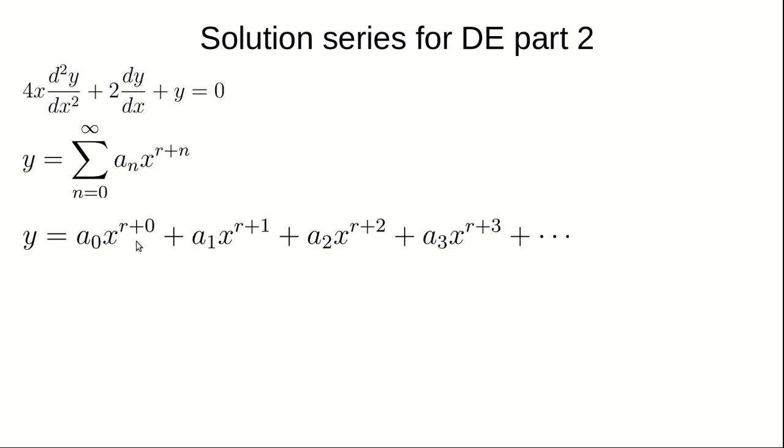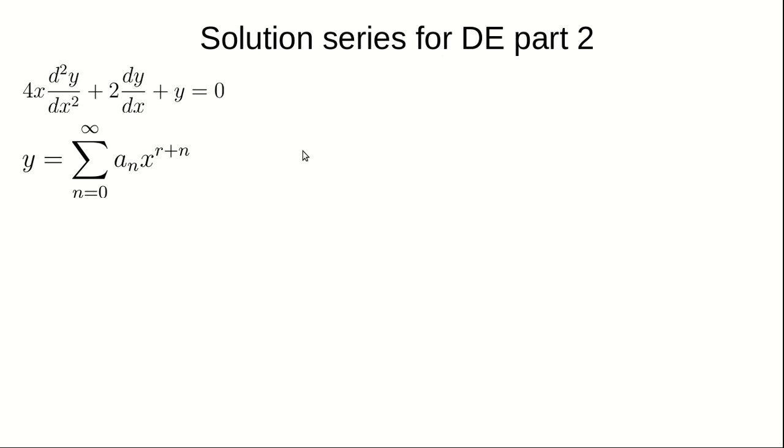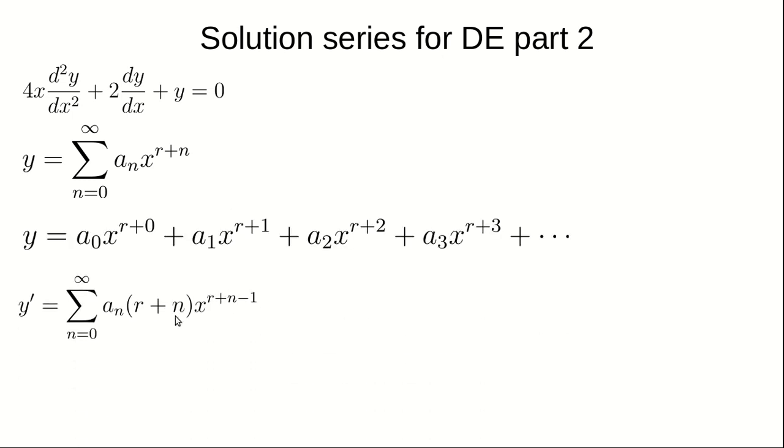The next thing we do is to differentiate this expression with respect to x once, because of this dy dx, and that gives us y prime. Our y prime here represents dy dx once, which is given by this. If you differentiate this with respect to x, our r plus n comes down, leaving r plus n minus 1, which is this. It is also important for us to differentiate it a second time, which will give us y double prime, and that gives us this expression.